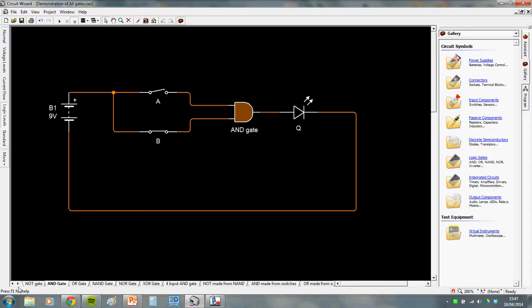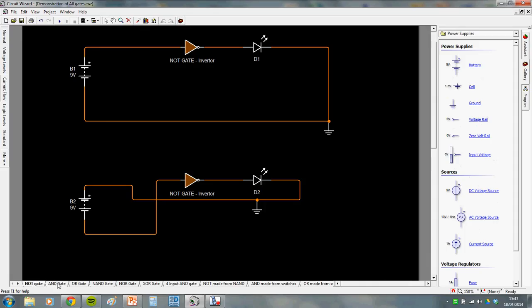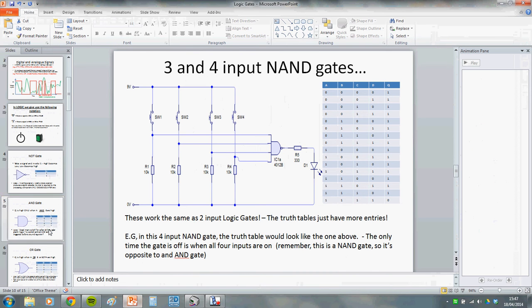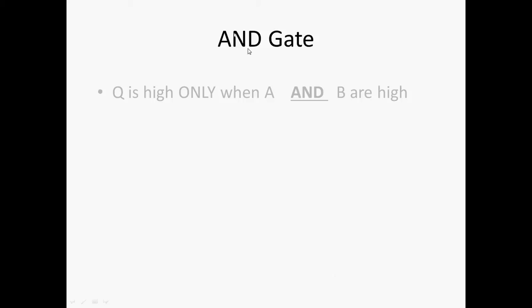Anyway, right, that was NOT gates. Fascinating, huh? Not very useful on their own, but they can flip a signal. So we'll up the game a bit now, and look at a slightly more useful gate, or what might seem a bit more useful to you, which is called the AND gate. And the clue with all of these gates is that what they do is in the name. So this statement won't make much sense yet until I draw the rest of this.